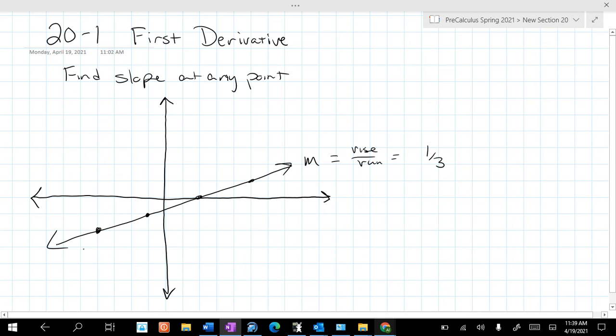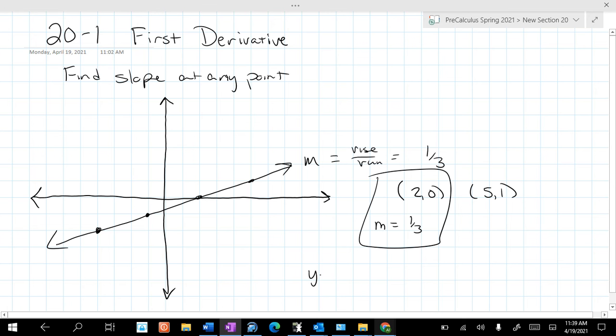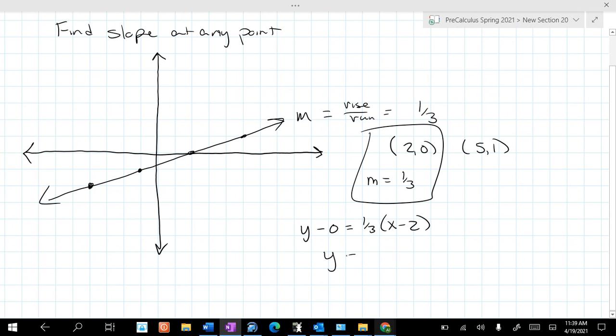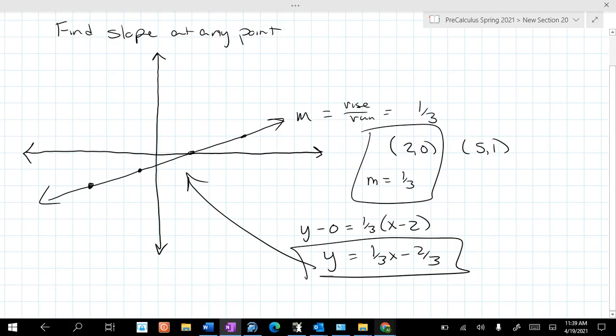So this function, I don't know what it is, but we have the points 2, 0 and 5, 1. So the slope is 1/3, and you use this point and put it in point slope form: y minus y1 equals your slope times x minus x1. So y equals 1/3 x minus 2/3. That's the equation of this line. Okay? So that's all pre-calculus stuff.